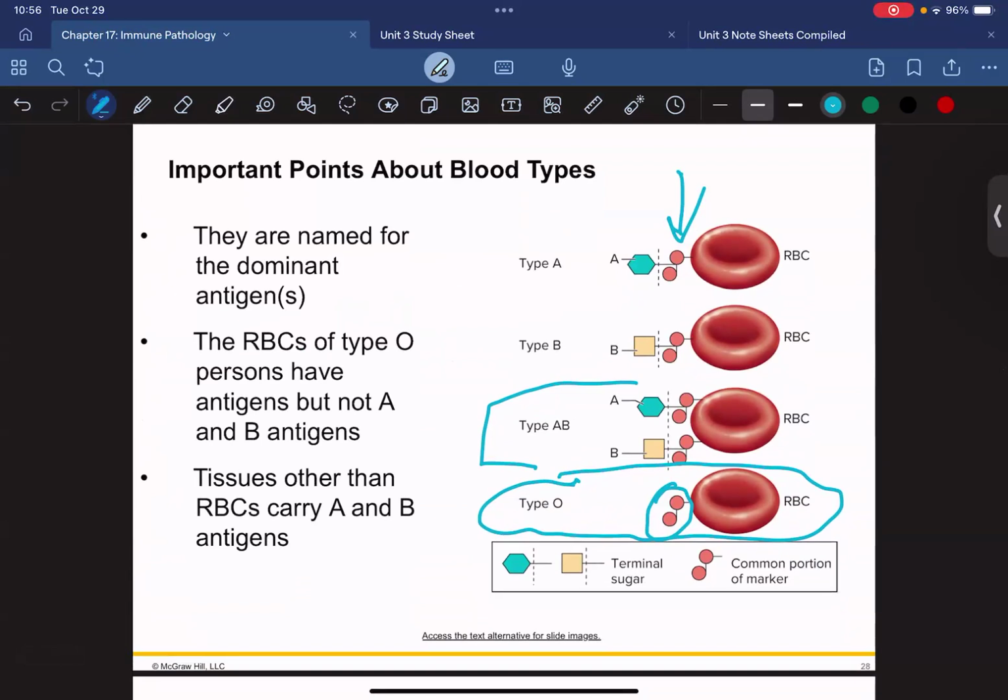Look down at the bottom at type O, where we've got those 2 little red circles, and then look at the ones above it, A, B, and AB. They all have the 2 red circles. So O is like your baseline. It's like what everything is built off from. So obviously with O, everybody sees that as self. Everybody sees that as friendly. That's not bad guy stuff. We can't react to it as bad guy stuff because we all have that as our baseline, right?